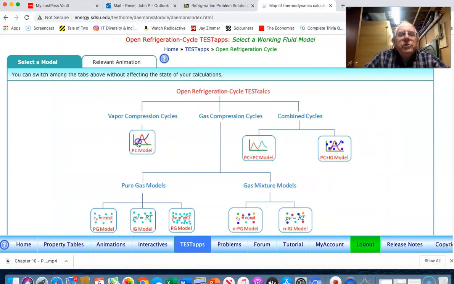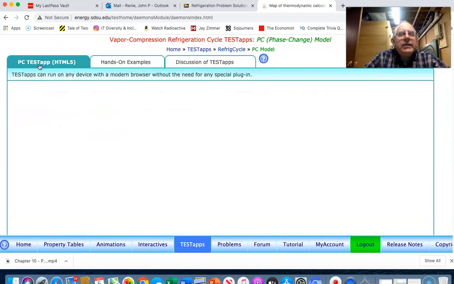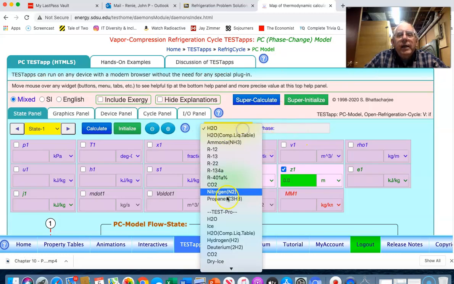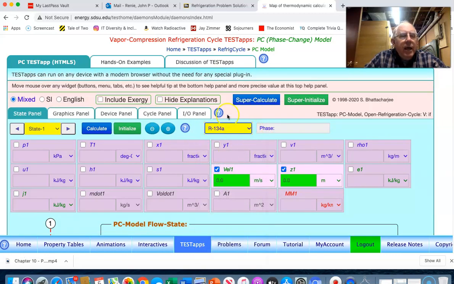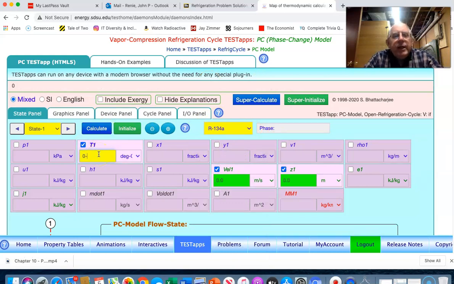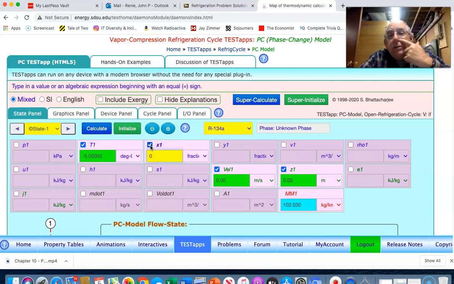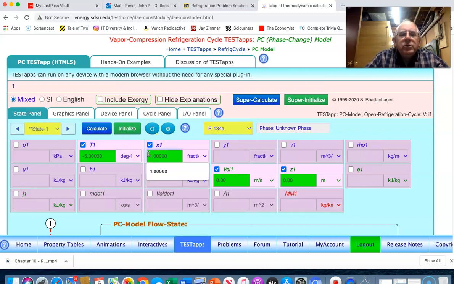Here's my refrigeration, to my PC, to my test app. Let's see if I pick 134A, and I put in the temperature here of -5 Celsius. Okay, it did take that. Now let's see if I select... it's not allowing me to select anything else. Okay, maybe it just did. So I'm going to put in my quality equal to 1, and we'll see if it communicates. It should be for R134A.